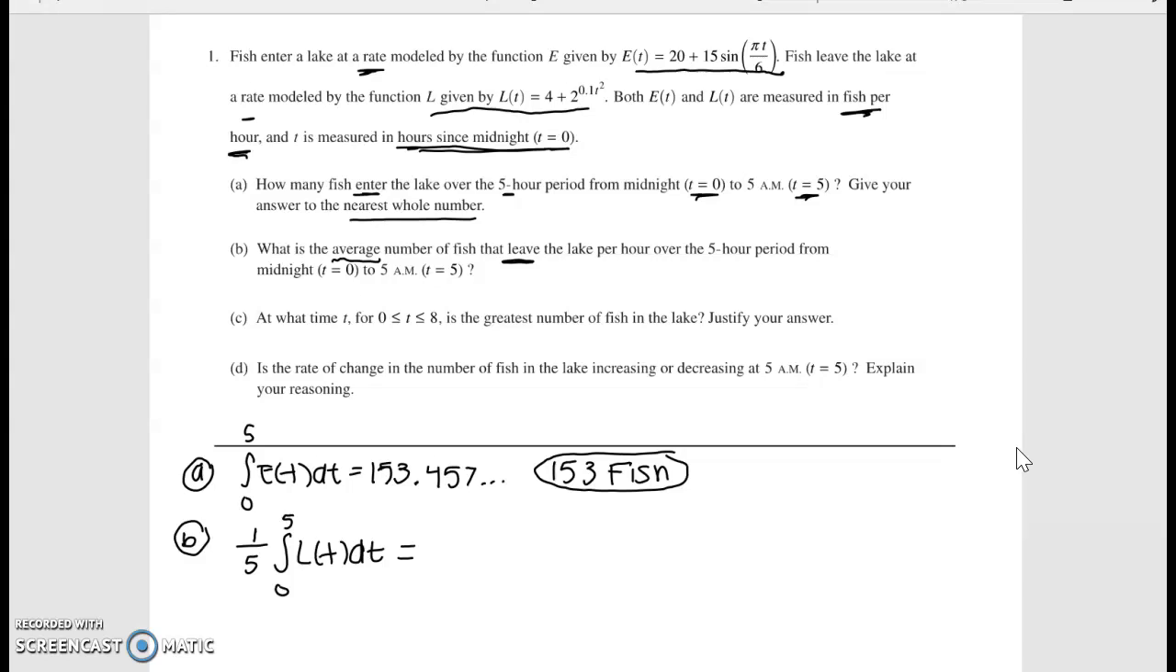And when we do that, we type this straight in our calculator, we show the integral, we're going to get 6.059 fish per hour.